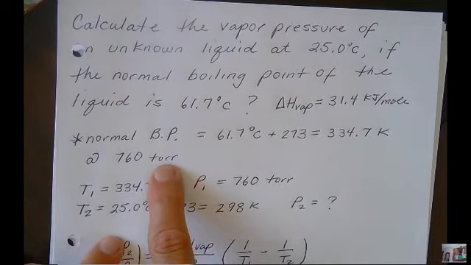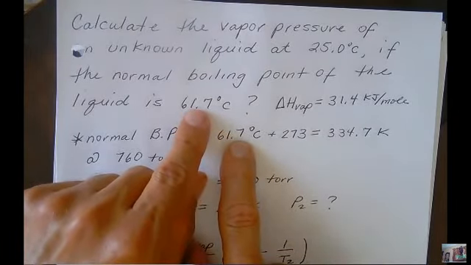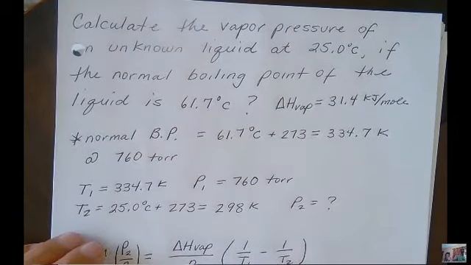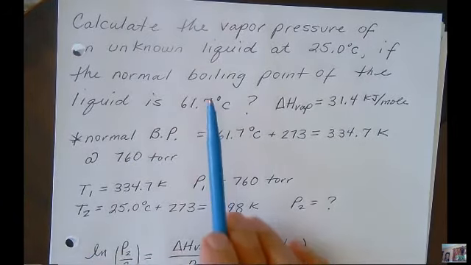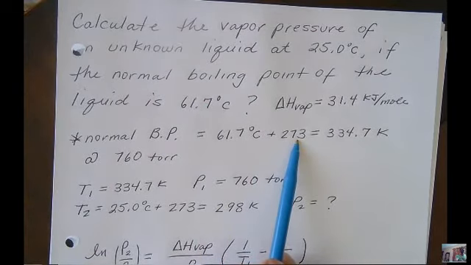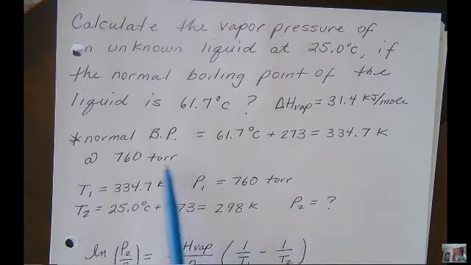Okay, all right. So the normal boiling point, right? We don't know what the liquid is, but it's a pure liquid, and it boils at 61.7 degrees. We need to change that to Kelvin. You can't do the Clausius-Clapeyron equation in Celsius or Fahrenheit. You got to get to Kelvin. The translation to Kelvin is just add 273. So let's make that our T1.